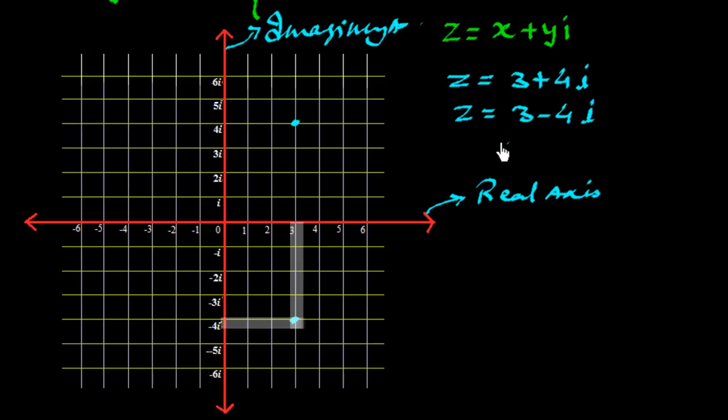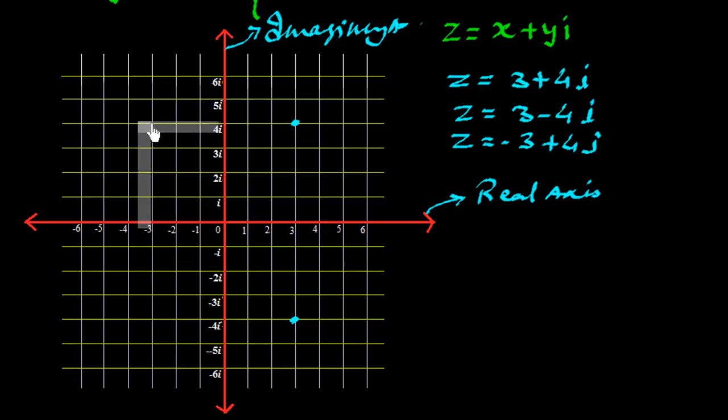If we have to plot the number z equal to minus 3 plus 4i, we get minus 3 and plus 4i, which we find in the second quadrant. And if we have to plot z equal to minus 3 minus 4i, we get minus 3 and minus 4i in the third quadrant. So in this way we can plot the numbers on a complex plane. So this is called a complex plane.